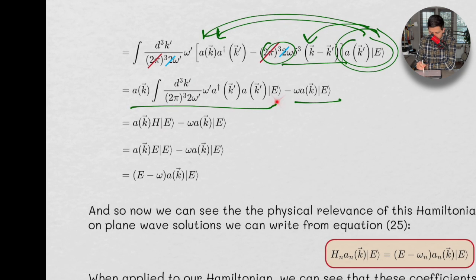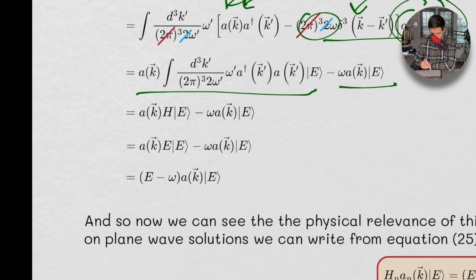Well, this is just our Hamiltonian. So that's our Hamiltonian times this. Then we have all this out here. And then from here to here, our Hamiltonian is just our total energy.